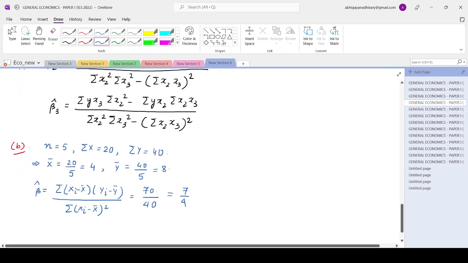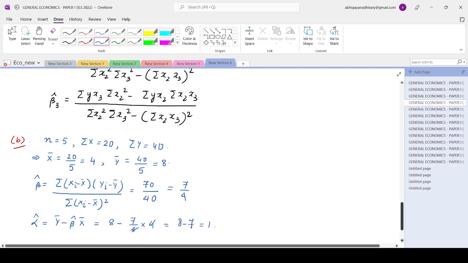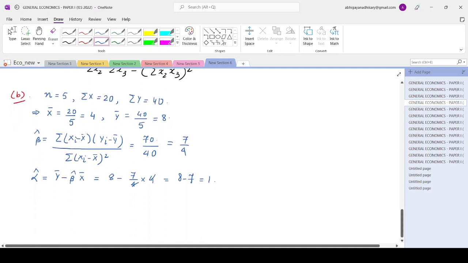And how do we find alpha hat? If you remember, alpha hat is y bar minus beta hat x bar. So y bar is 8, beta hat is 7 by 4 multiplied by x bar. So the 4 and 4 will get cancelled. So 8 minus 7, alpha hat is 1. That is what we get.